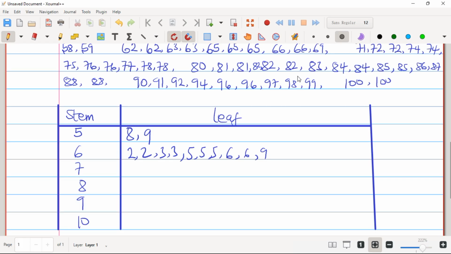What about the 70s, right? For the 70s too, we have our 71, 72, 72, 74, and 74, right? 75, 76, 76, 77, 78, and then 78. So we are just going to write our leaf for the 70s, right? So we are going to have 1, 2, 2, because we are having 71 here. So here will be 1, 2, 2, right? 4, 4 for the 74. We have 5 for the 75, 6 for the 76, right? We are going to have 7 for the 77, 8 for the 78, right? So that will be our leaf for the 7.